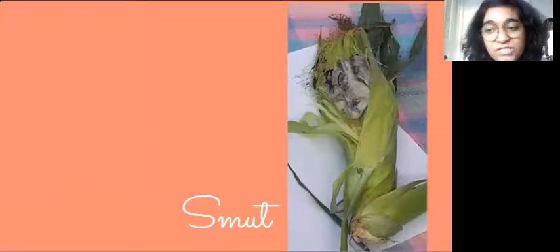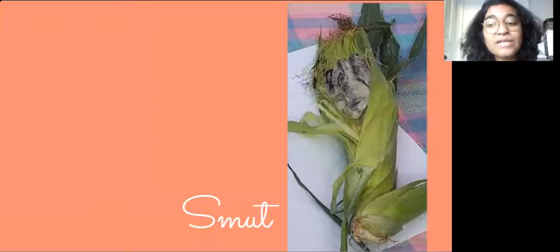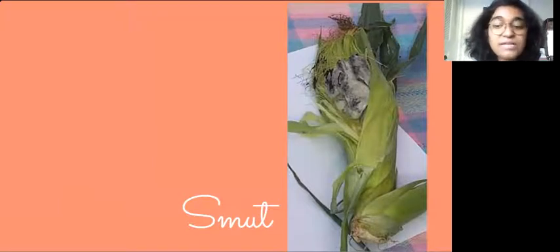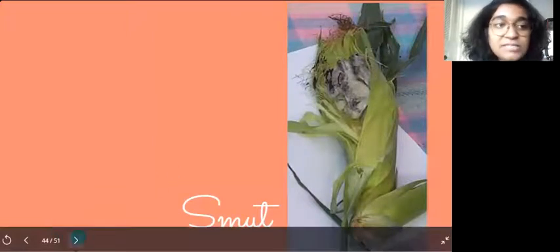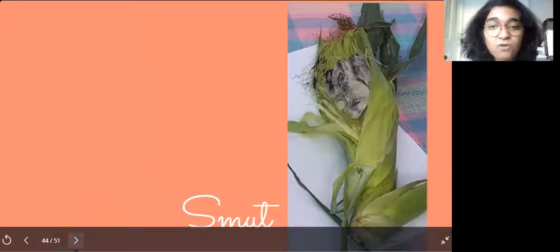A smut infestation is controlled by removing and destroying the infected plants. In agriculture, this process is known as the destruction of the initial inoculum. There are several types of smut, including corn smut, sugar cane smut, and loose smut. So there are different kinds of smut, and these affect different kinds of crops.